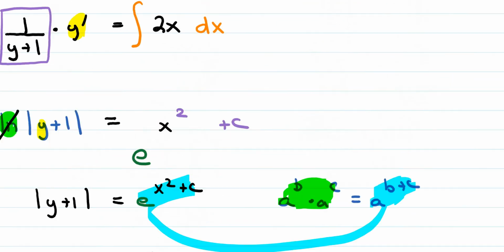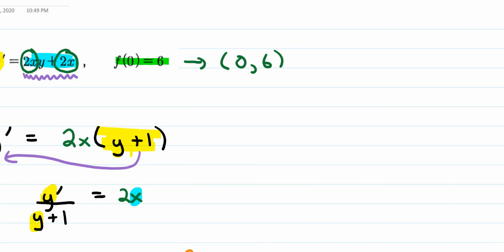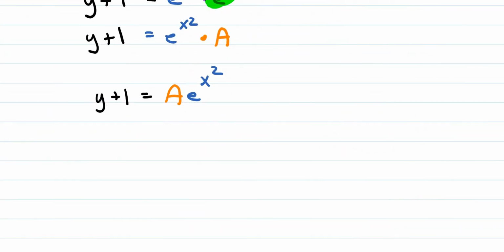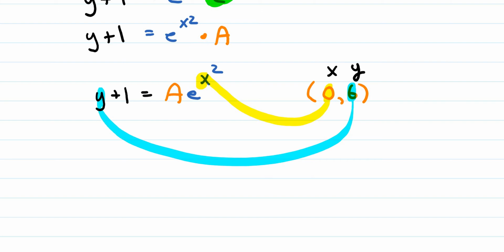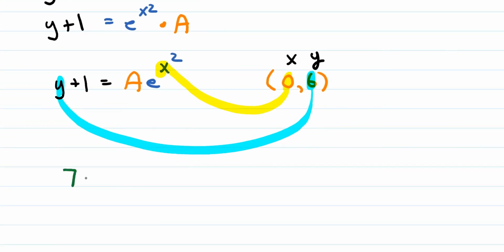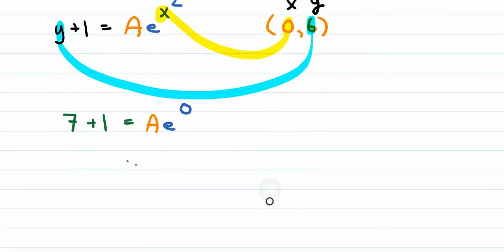Let's go back to the original problem now, and I know that the initial condition that's given to me is actually 0, 6, so I'm going to use this point now to find the value of a. Okay, so I know that the initial condition is 0, 6. This is going to be your x value, and this is going to be your y value. So let's go ahead and plug this in. So 0 goes into there, and 6 goes into there. So this is 7 plus 1 equals a e to the power of 0. And that means I just have an a here. E to the power of 0 is just 1, and 7 plus 1 is going to be 8.